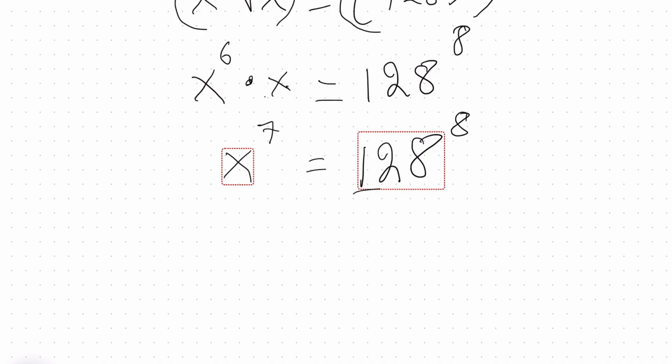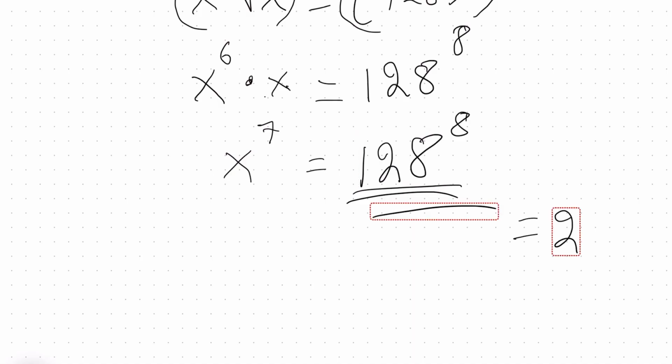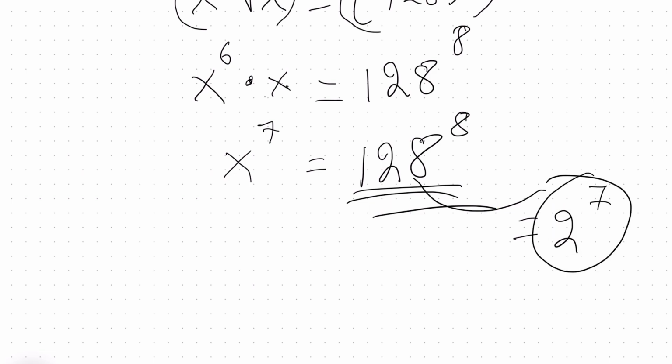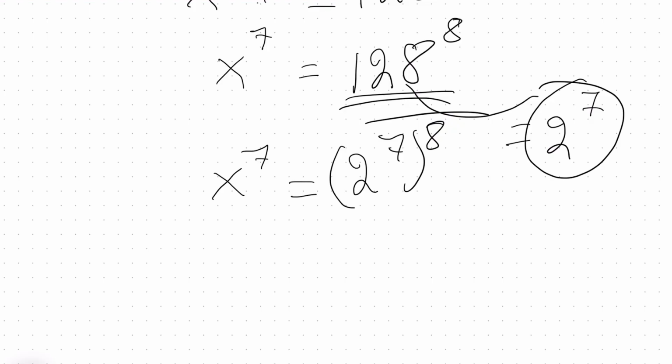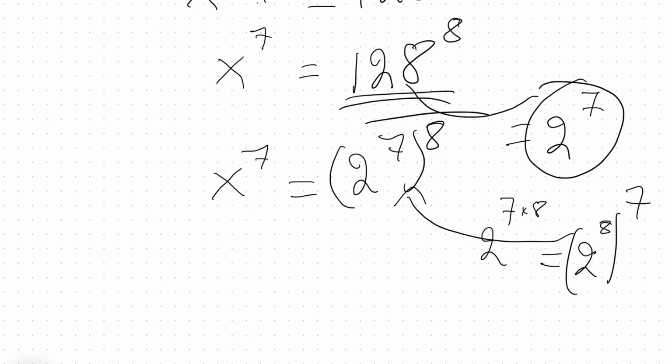And now the trick is you have to recognize that 128 must equal 2 to the power of something. Now that power is 2 to the 7, so we go ahead and place that in instead of 128, and you end up with x to the 7 is equal to 2 to the 7 to the power of 8. 2 to the 7 to the power of 8 is the same thing as 2 to the power of 7 times 8, which is the same thing as 2 to the 8 to the power of 7. So we're going to write this instead of 2 to the 7 to the power of 8. You have x to the 7 is equal to 2 to the 8 to the power of 7.